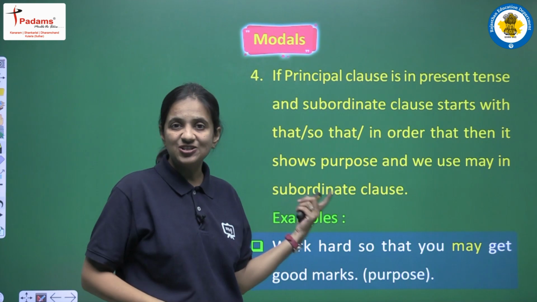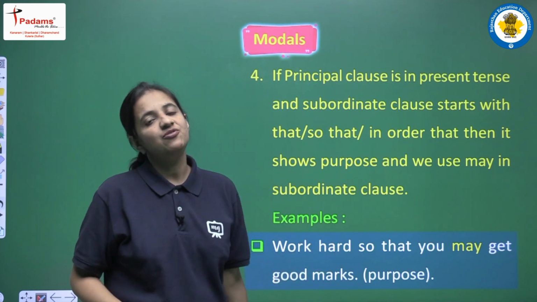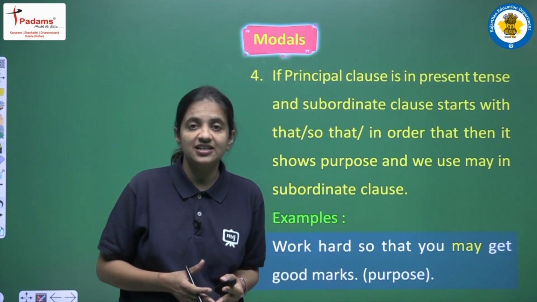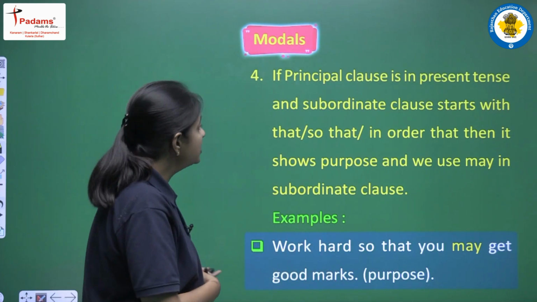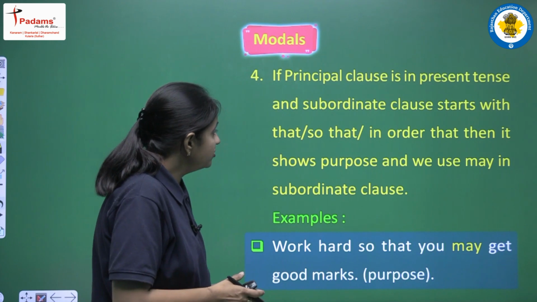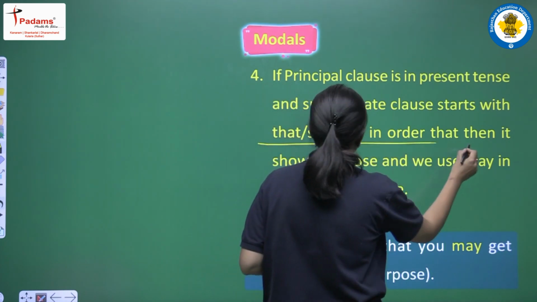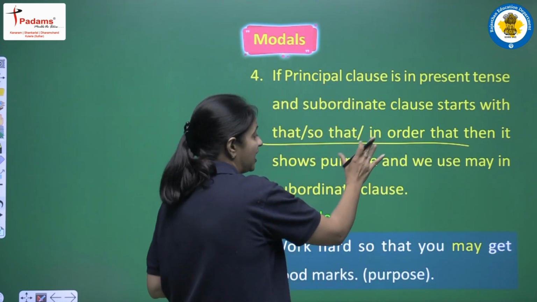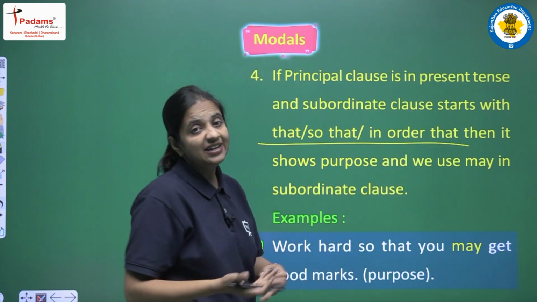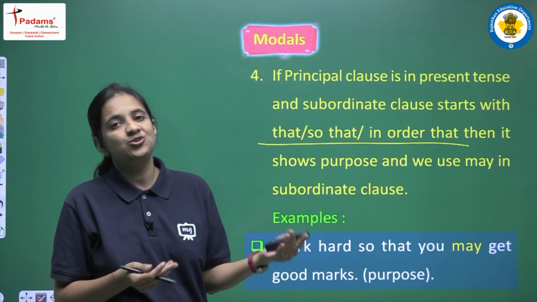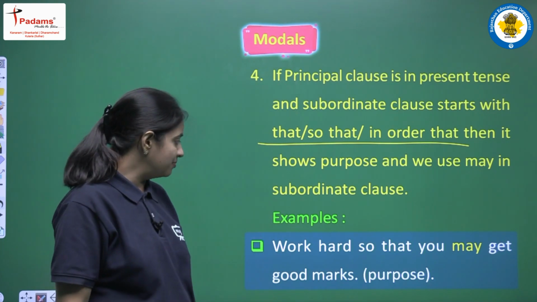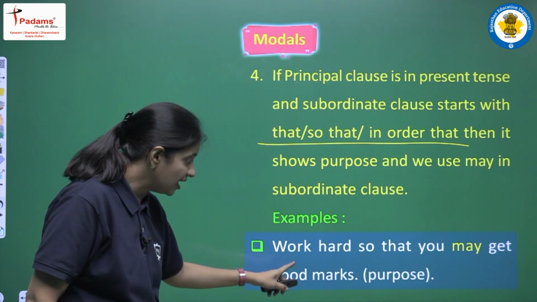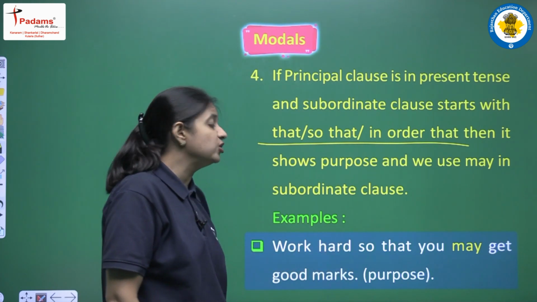So this is the next use, and according to this use, if we are having two clauses in a sentence, we are having principal clause and we are having subordinate clause, and the subordinate clause starts with any of these words like that, so that, and in order that. Then in the subordinate clause we have to use may to show the purpose. So what it means, let's see the example. The example is work hard so that you may get good marks.